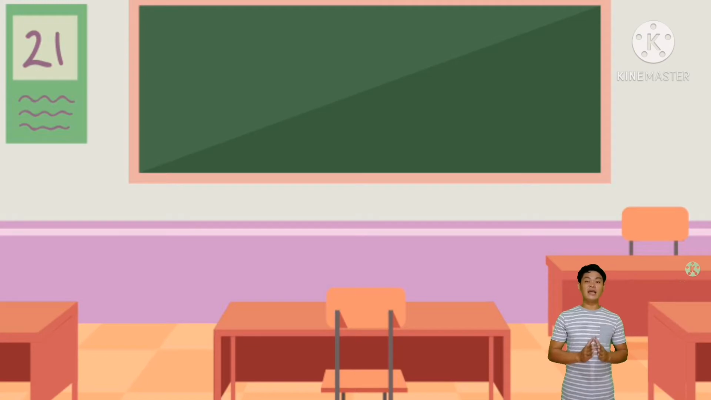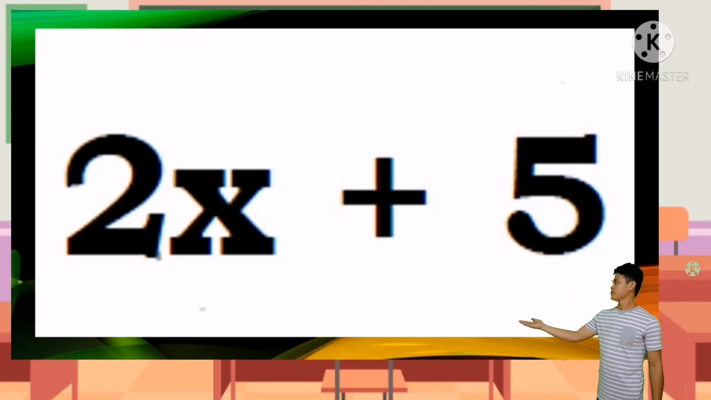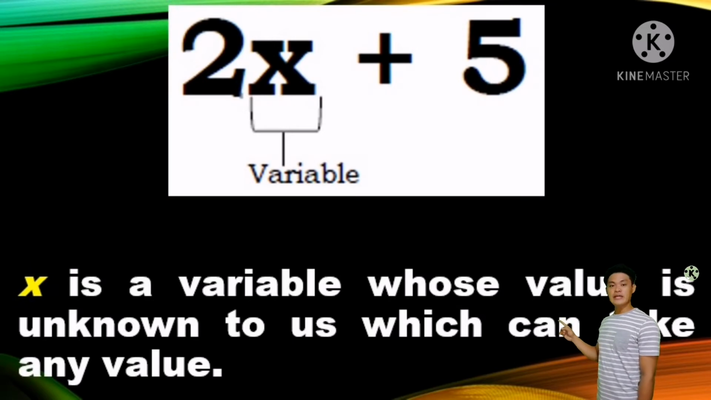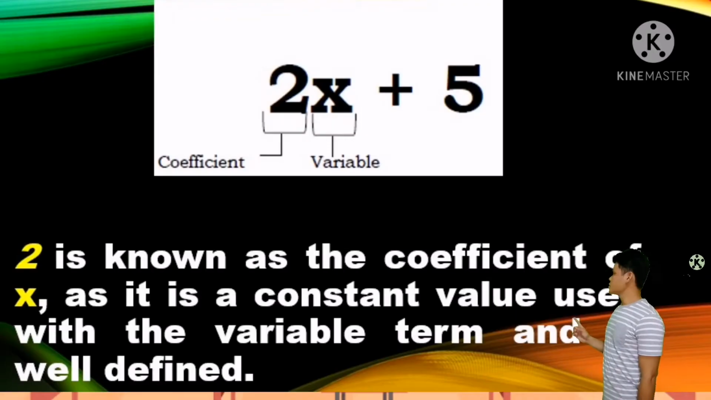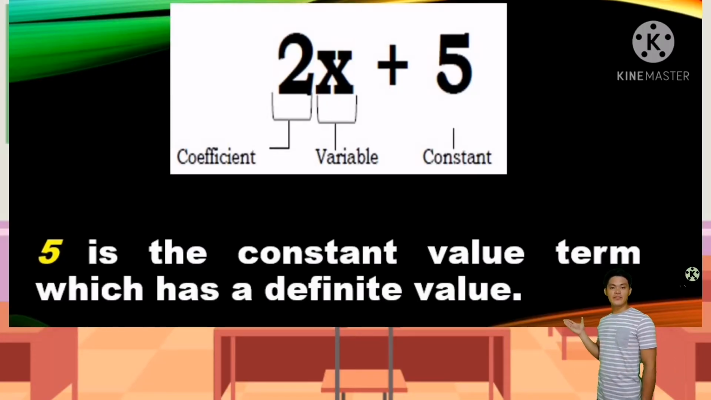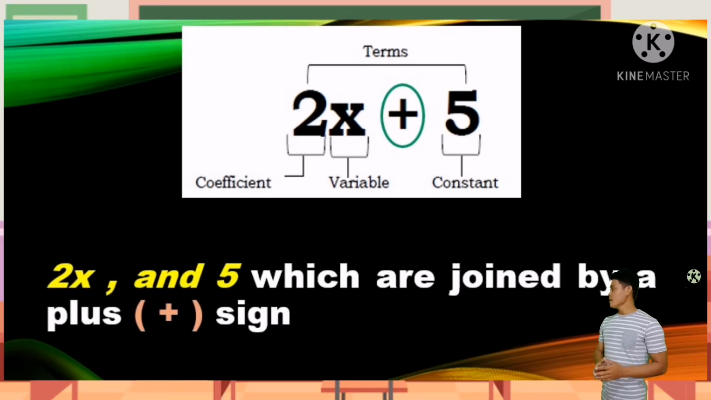Now this time, let us evaluate this expression. In this expression, x is a variable whose value is unknown to us. But x can take any value. 2 is known as the coefficient of x, as it is a constant value used with the variable term and is well defined. Then we have 5. 5 is a constant valued term which has a definite value. In this expression, there are 2 terms. We have 2x and 5, which are joined by a plus sign.